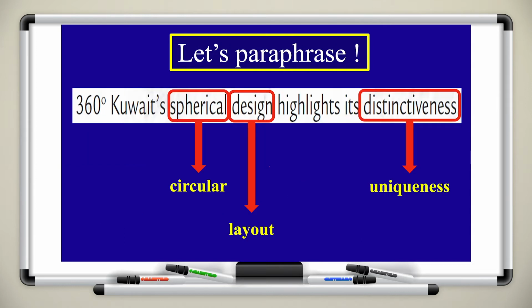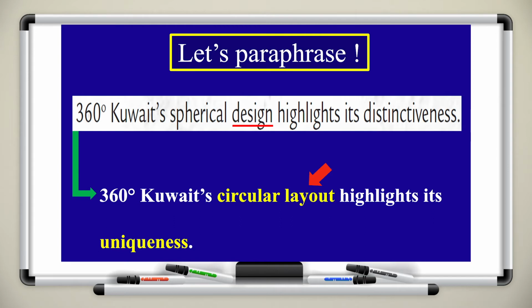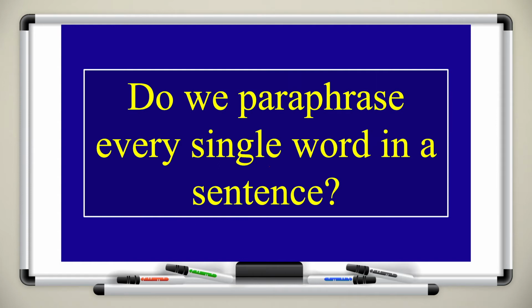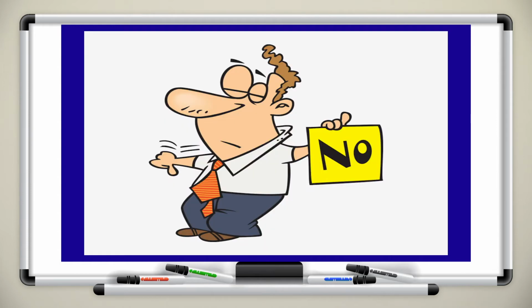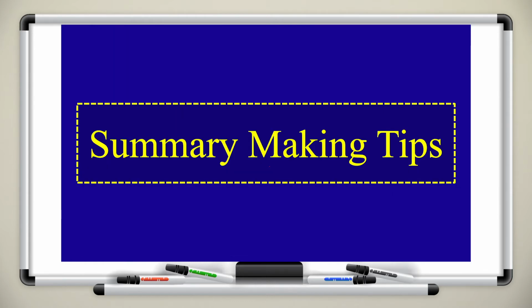diverseness. So if we change these words, for example, if we choose circular instead of spherical, layout instead of design, and uniqueness instead of distinctiveness, the sentence would become the following. 360 Kuwait's circular layout highlights its uniqueness. So, if you pay attention to what we did, the meaning is still intact. We did not change the meaning, we've only changed certain vocabulary items or words. Now, do we have to paraphrase every single word in a sentence? Definitely not. Here are some summary making tips.